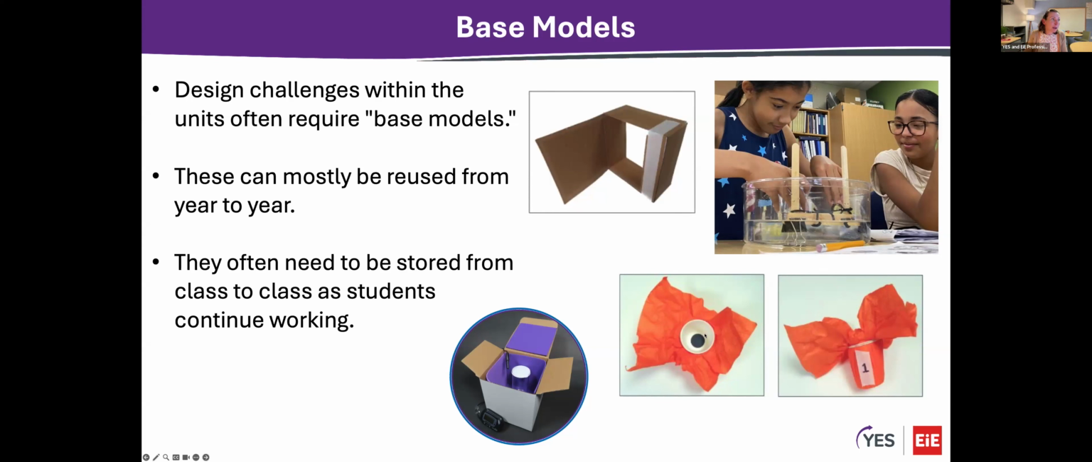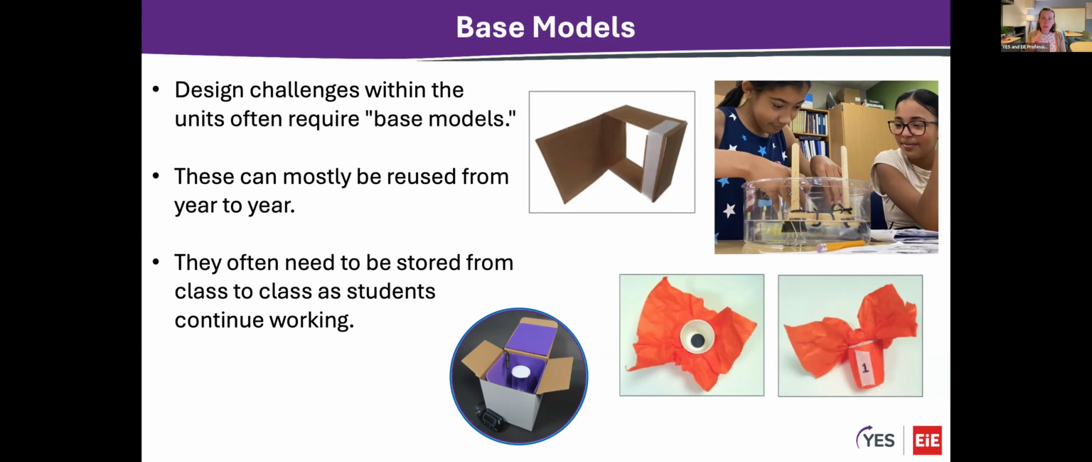But again, you get the paper cup and all this orange tissue paper. You just need to make the flower. Another example would be medicine coolers for our middle school unit. You would get all these cardboard boxes, and you would need to make those boxes. But again, those are things they're going to use from lesson to lesson as they design.